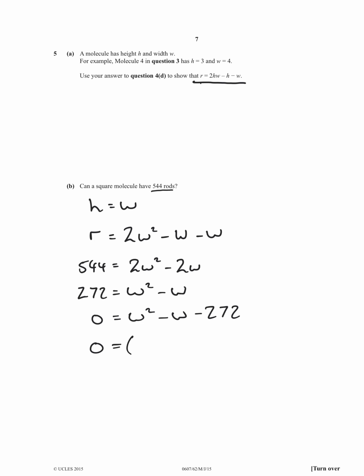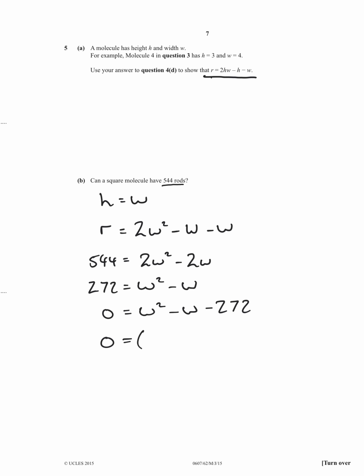And this should be w plus 16 and w minus 17. So if we think about what the solutions to these are, w will either equal minus 16 or w equals 17. Only one of those is a sensible answer, so that's when the width and height are both 17 because it's a square, and so the answer is yes.